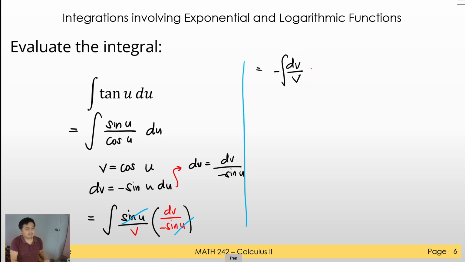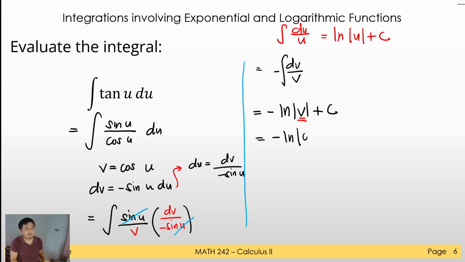So what is the integral of this? The integral of this is ln. If you can recall, ln of u plus c is equal to the integral of du over u, or we can write u raised to negative 1 du. So it has two variations on how to write this formula. So we have negative ln of the absolute value of v plus c. What is v here? v is equal to cosine u. Therefore, this is equal to negative ln cosine u plus c.